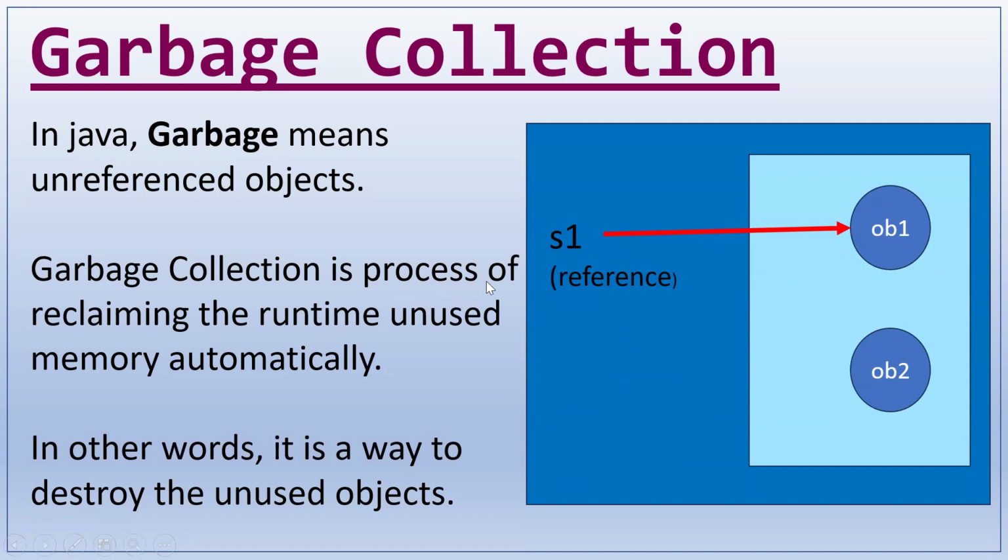Garbage collection is a process of reclaiming the runtime unused memory automatically. It is a process which is run by the JVM. What the JVM does in this process is reclaim the objects in memory that are not used by any program, any reference. So it can reclaim them because they are useless. In other words, it is a way to destroy the unused object. Garbage collection reclaims the runtime unused memory automatically by destroying the unused objects.